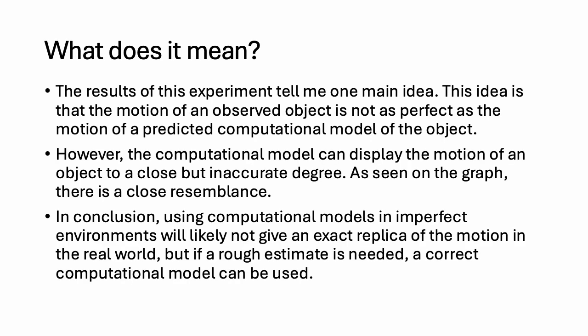What does it mean? The results of this experiment tell me one main idea. This idea is that the motion of an observed object is not as perfect as the motion of a predicted computational model of the object. However, the computational model can display the motion of an object to a close but inaccurate degree. As seen on the graphs, there is a close resemblance. In conclusion, using computational models in imperfect environments will likely not give an exact replica of the motion in the real world, but if a rough estimate is needed, a correct computational model can be used.